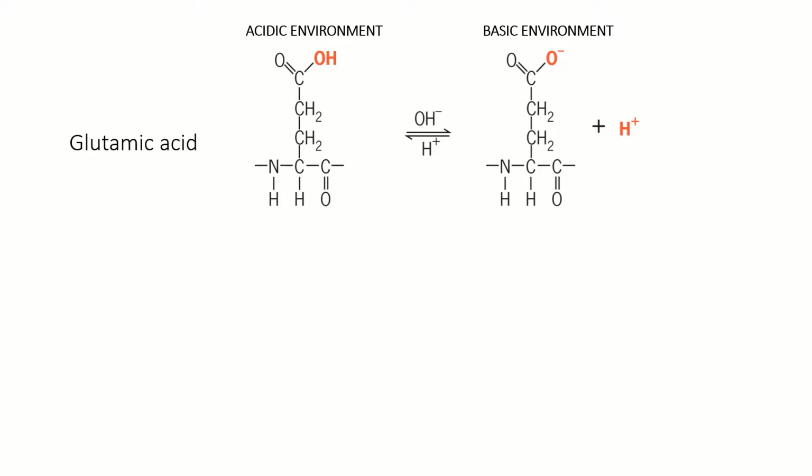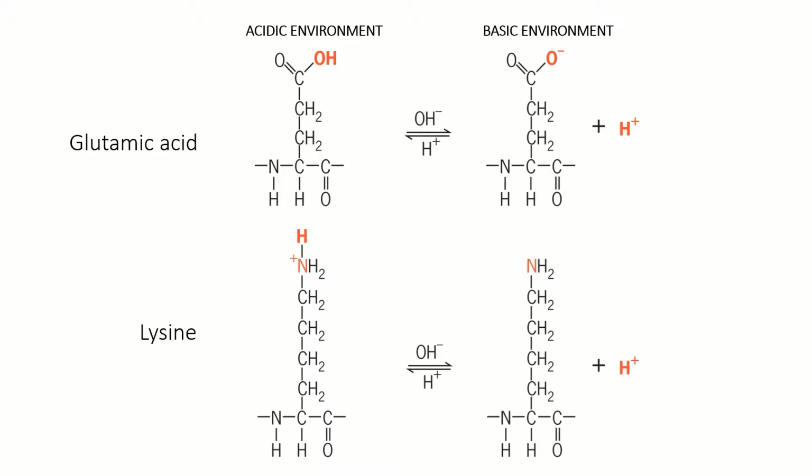Amino acids also behave differently in certain types of environments. So glutamic acid, for example, has its side chain in the ionized form in basic environments, while lysine is in ionized form in acidic environments. The physiological pH of the human body is around 7.4, so slightly basic. So our glutamic acid is most likely in its ionized form inside our bodies.